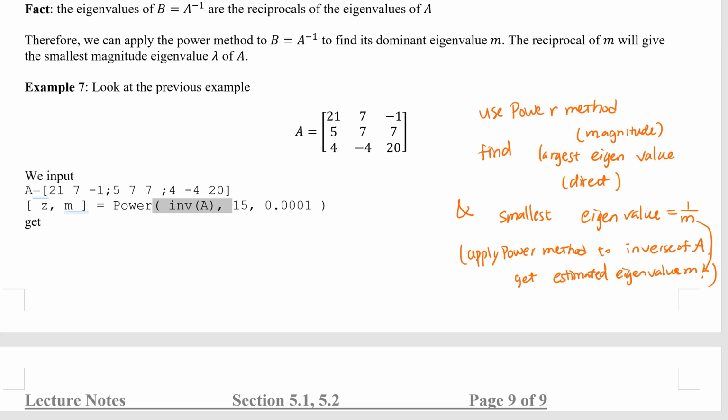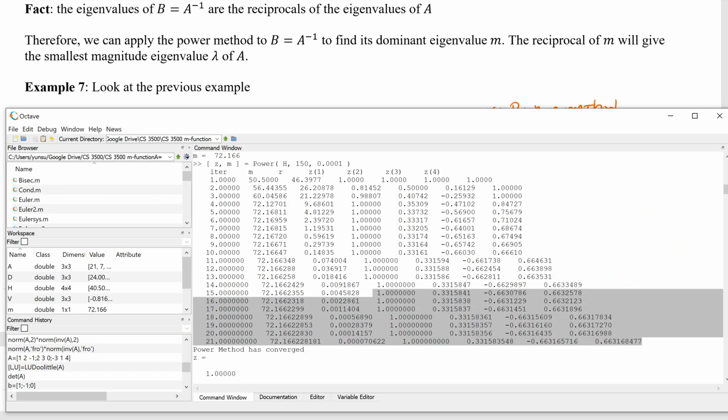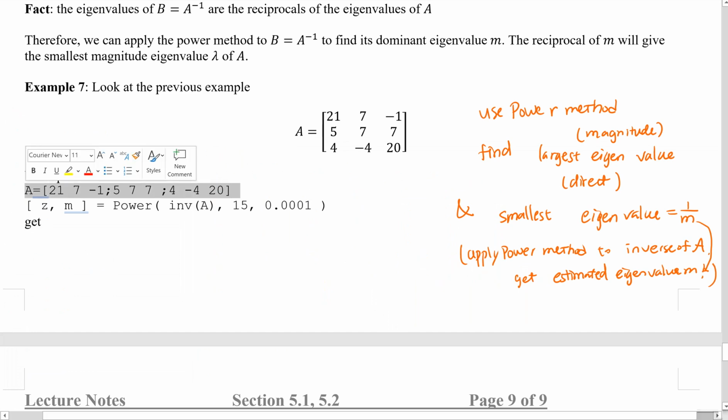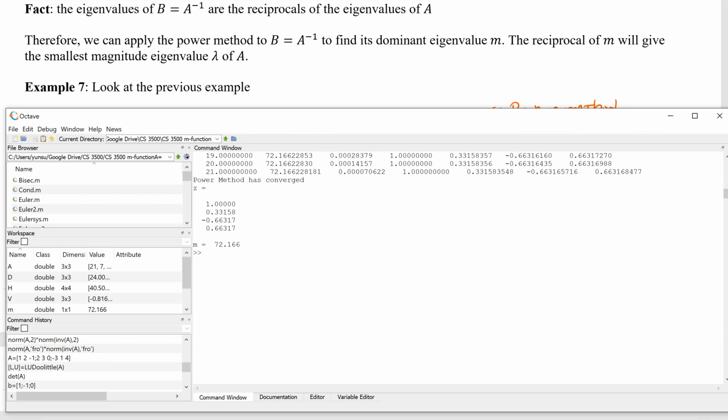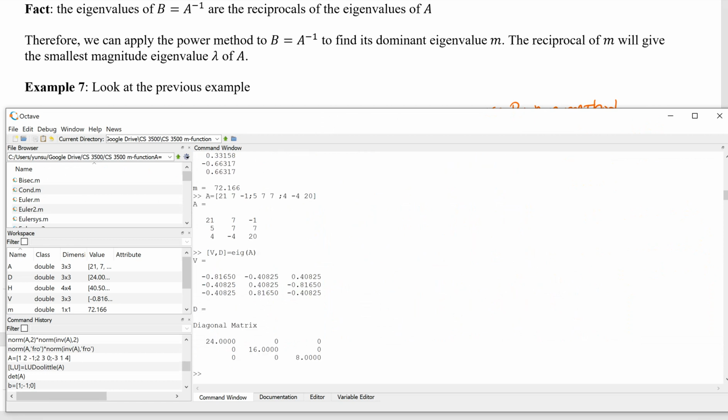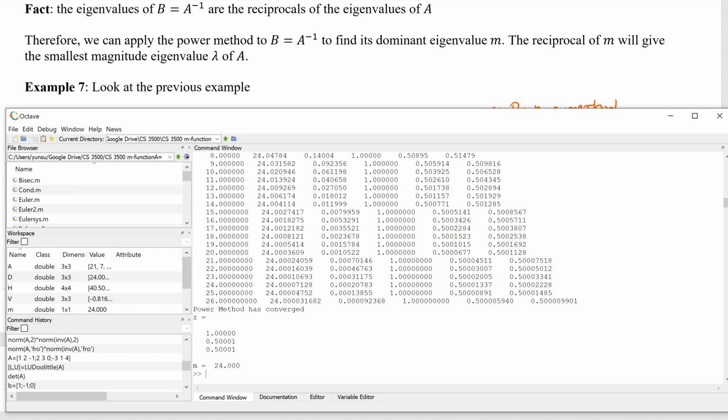Yes. And let me show you here. In Octave, let's copy this matrix down. If we do VD equals eigen of A, then we know we have 3 eigenvalues, 24, 16, and 8. And then we can do the power method, and let's change this to A. It converges in 26 steps, and we get the eigenvalue 24. So this is the largest eigenvalue, right?